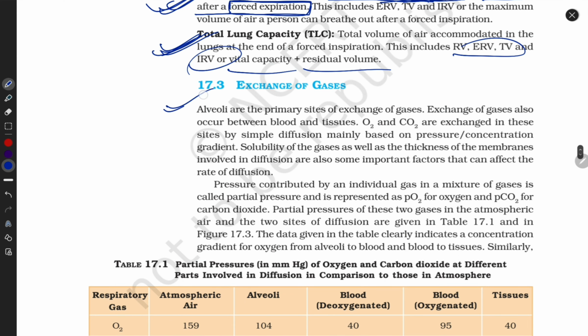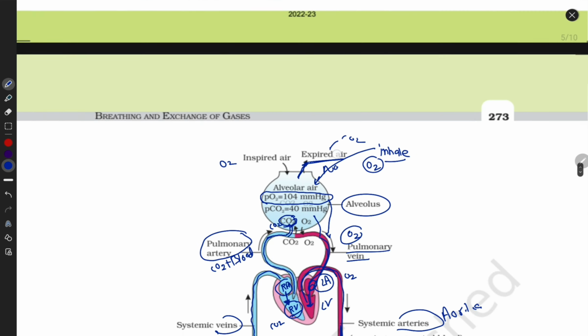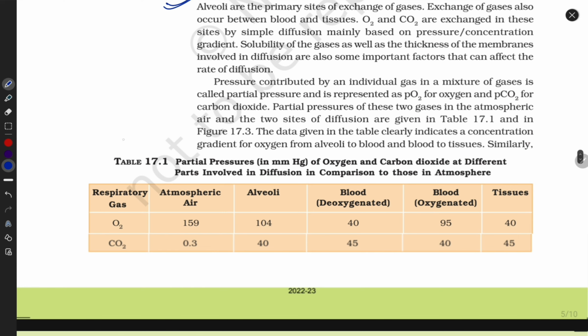of exchange of gases. Whatever I teach here, these things are already written here.